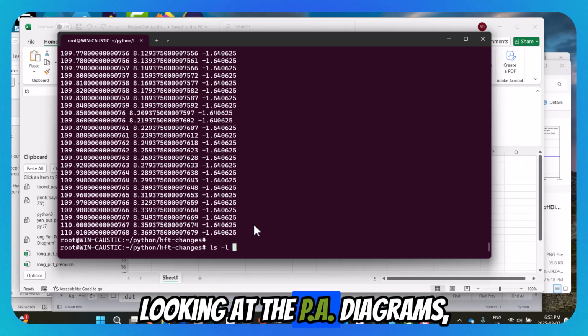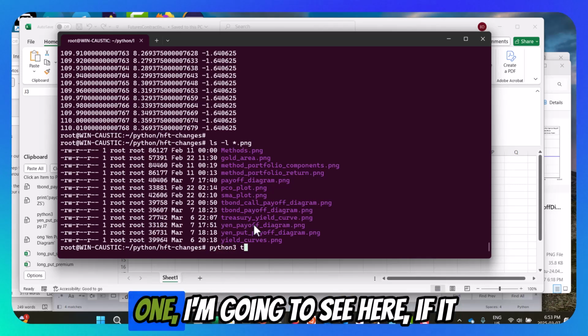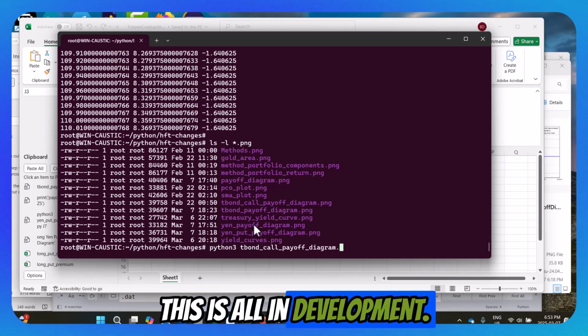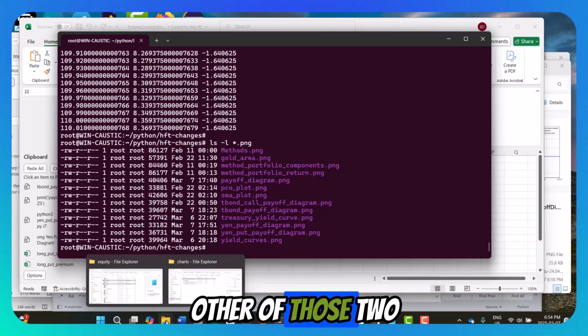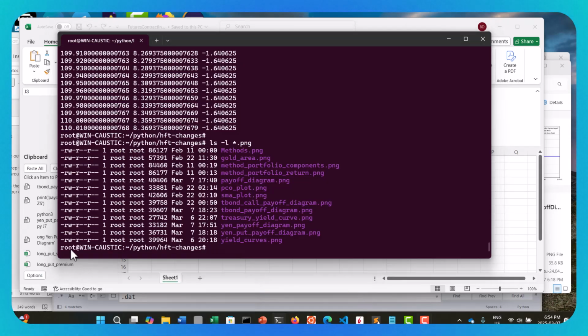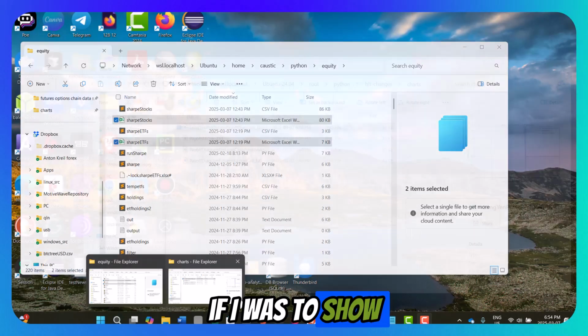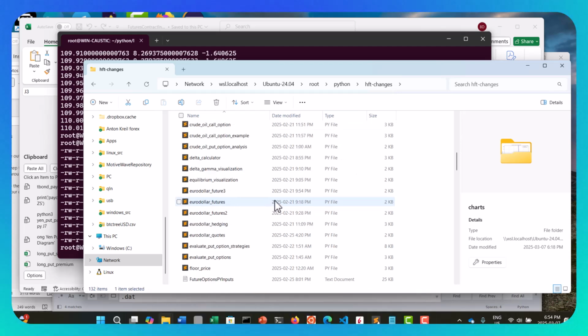But looking at the payoff diagrams, if I was to run this particular one on, let me see here, I think it's this one. And remember, this is all in development. So let me just pull up one or the other of those two. Yeah, here. Okay. So yeah, if I was to show these diagrams here, I want to show on these T-bond.